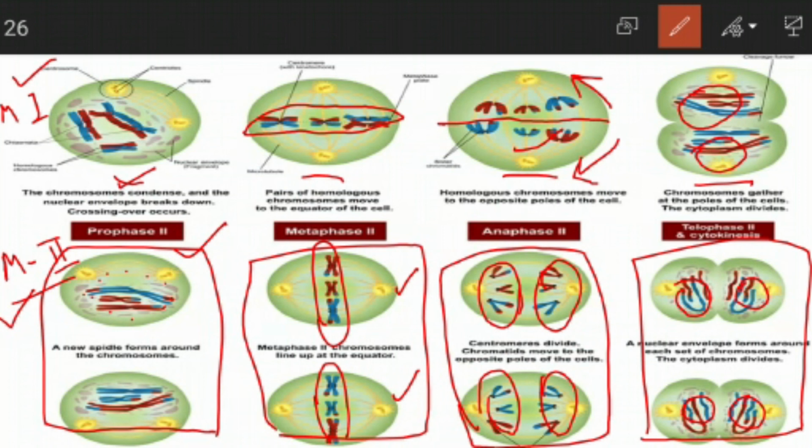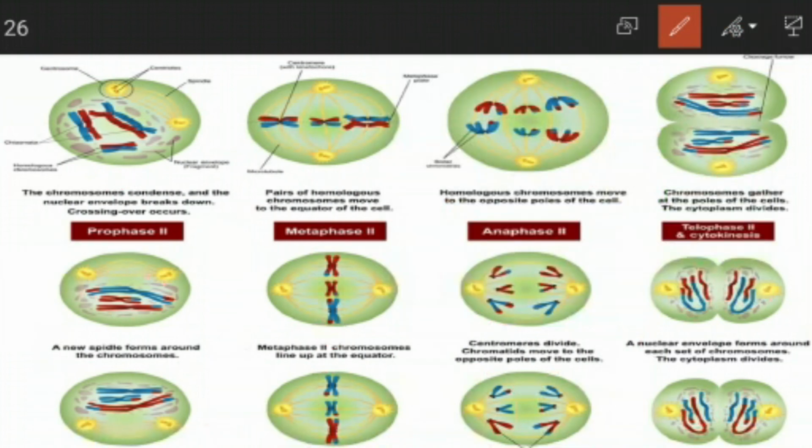Simultaneously you can write your points. But one thing I want to tell you: meiosis 2 is exactly similar to mitosis. Okay, so here I have completed this part of meiosis.